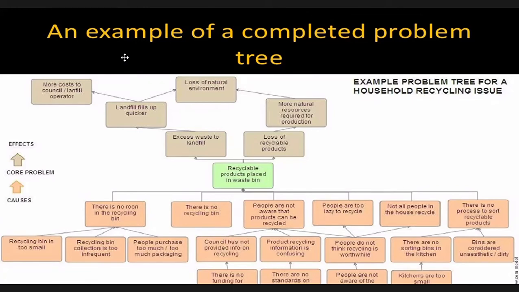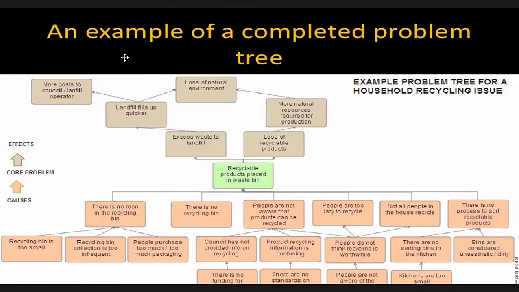So in identifying solutions for these problems, problem three is very important. From the immediate causes, they identified secondary causes. One, I think this one is very good: people are too lazy to recycle, as well as people are not aware that products can be recycled, and not all people in the house recycle.